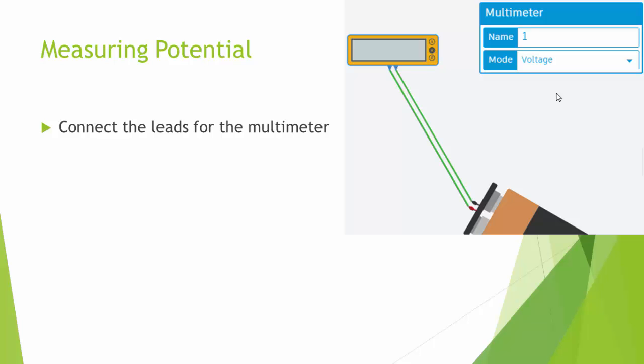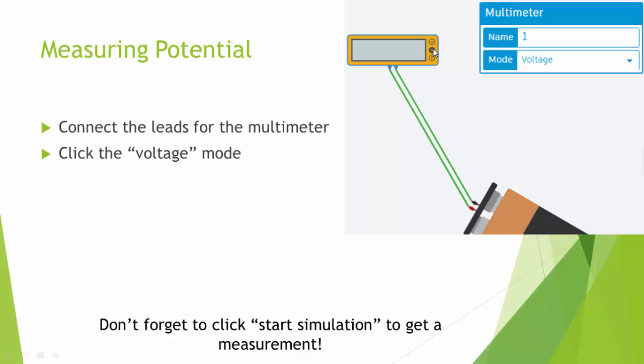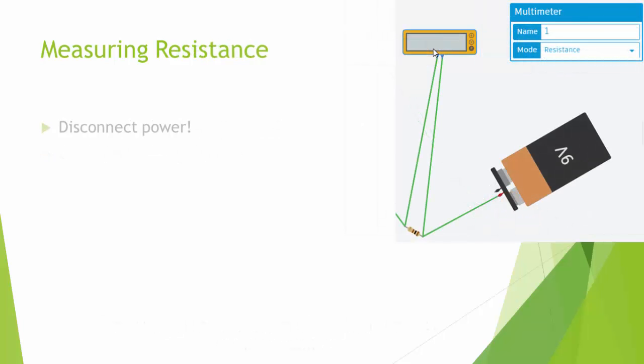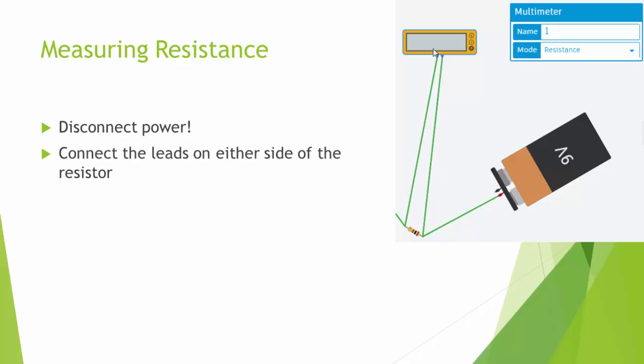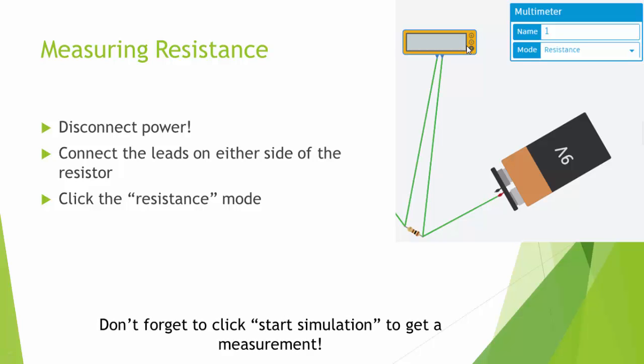So when you measure potential, then you're going to connect the leads for the multimeter and make sure you click the voltage mode. And you won't see any measurement at first. You've got to remember to click Start Simulation before you'll see a measurement of it. So if you want to measure resistance of a given component, you've got to remember to disconnect power. I've done it here. Connect the leads on either side of the resistor, change to resistance mode, and once again click Start Simulation.